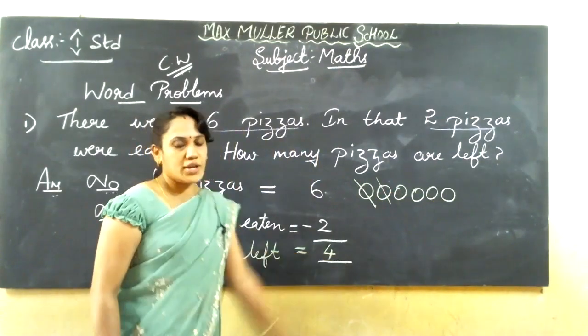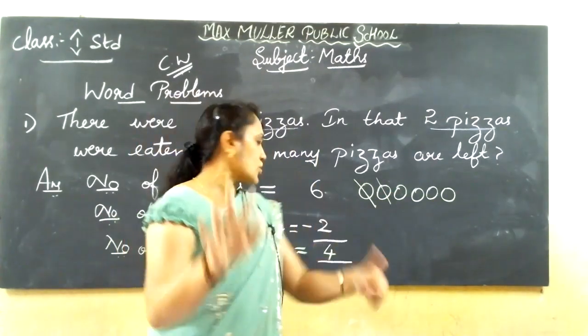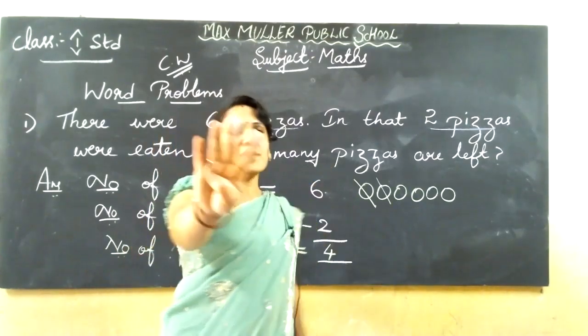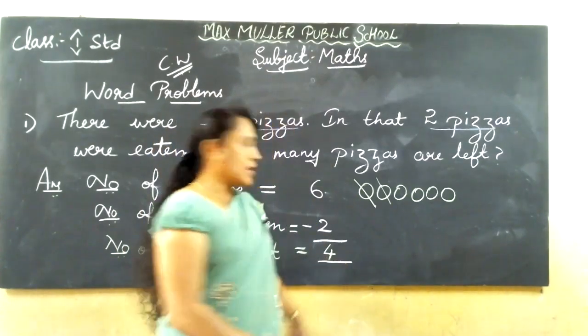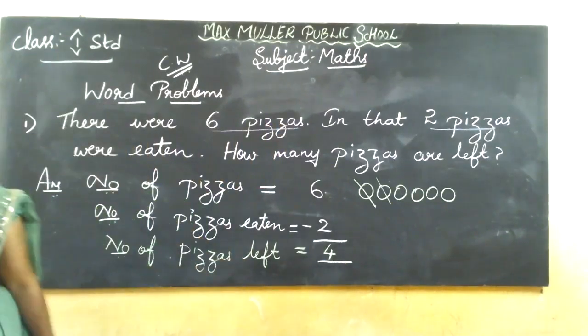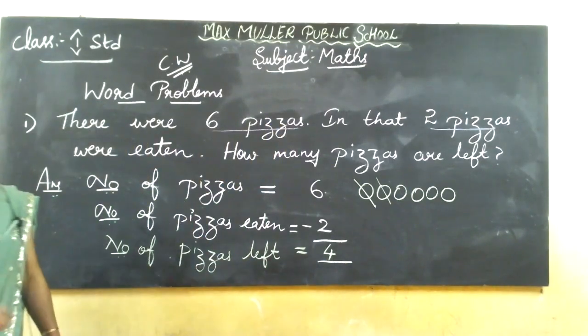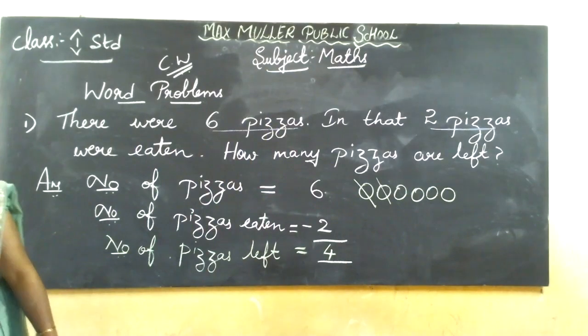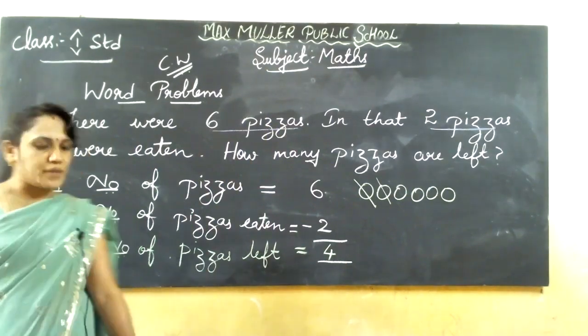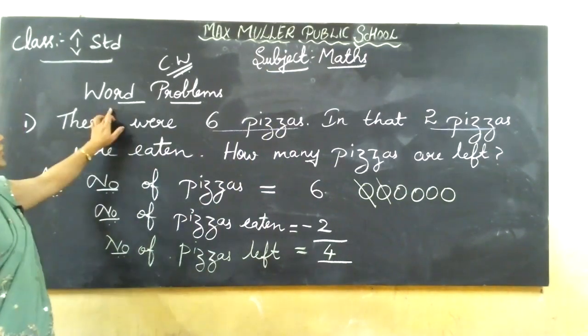Like that also you can do. Otherwise 6 fingers you can keep. Fold 2, balance, see how many? 1, 2, 3, 4. Like that also you can do. Otherwise, draw circles and you can do. Okay, one more time I'll read. Then I'll write the second sum. Okay, understand properly. Word problems.